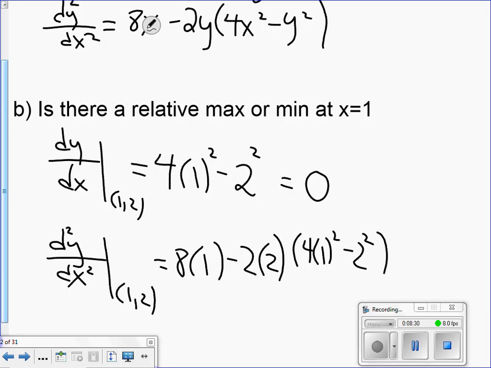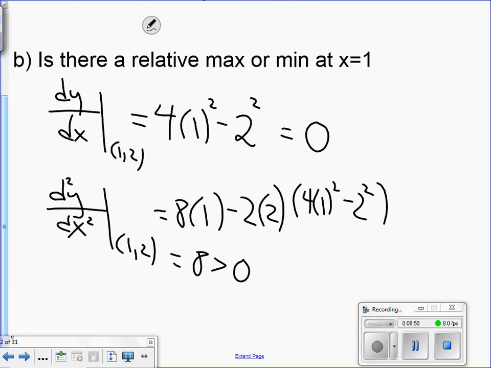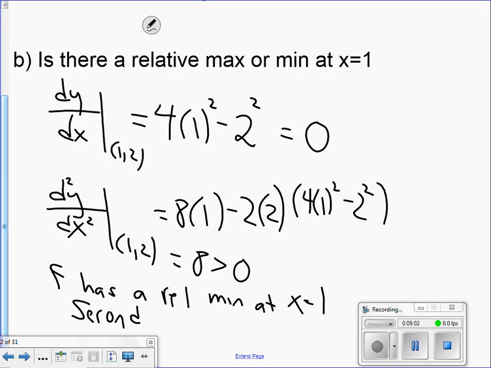Max or min or neither. I don't know. You get a positive? What'd you get when you simplify things? 8? Yeah, 8 is positive, right? Okay, so if you get a positive second derivative, what do we got there? A min. By the second derivative test. Okay, so f has a relative min at x equals 1. And yeah, we can name the test by the second derivative test.